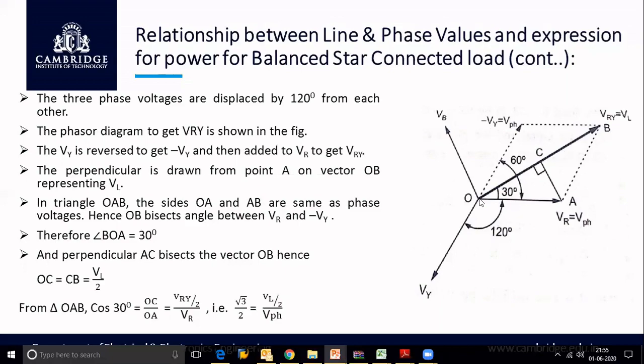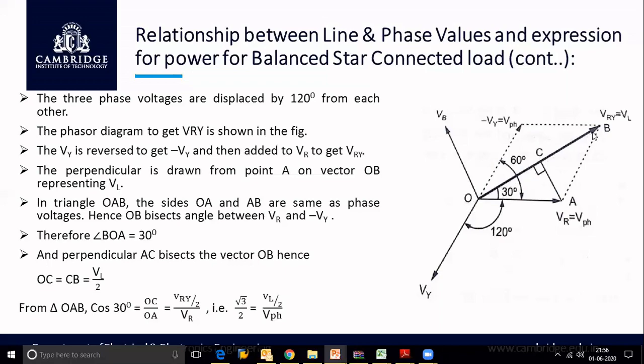Now let us find out the magnitude of this line voltage Vry. Let us call some alphabets: the junction point is O, the Vr vector is represented as OA, and the line voltage is represented as OB. Now from point A, draw a perpendicular bisector on the vector OB. The perpendicular bisector will bisect the line OB exactly into two equal parts. So we can say that OC is equal to CB.